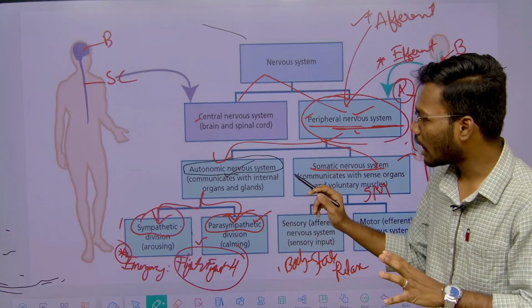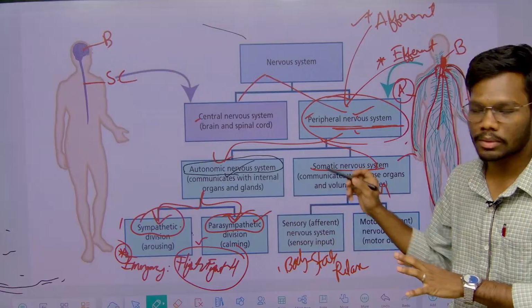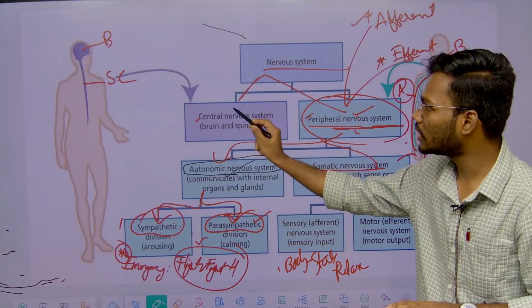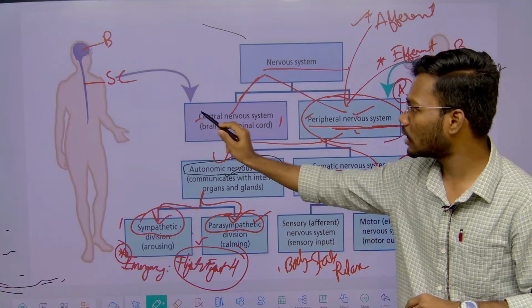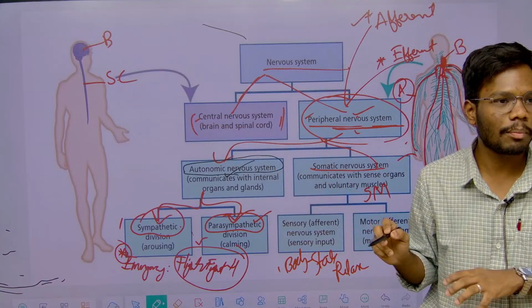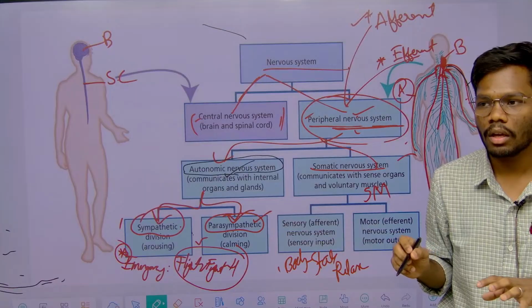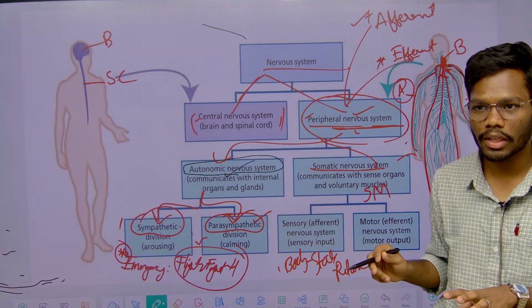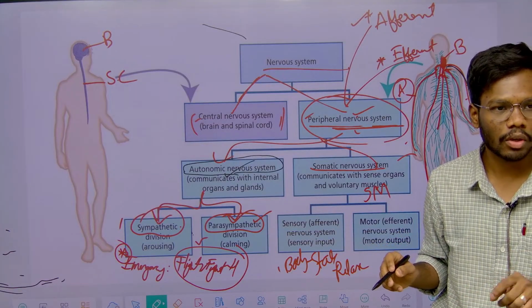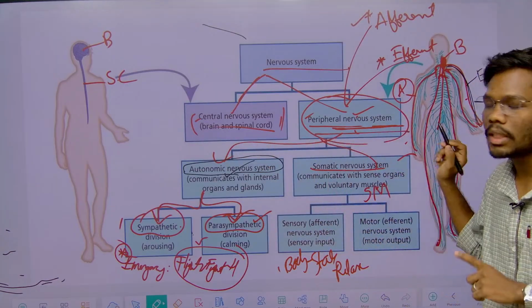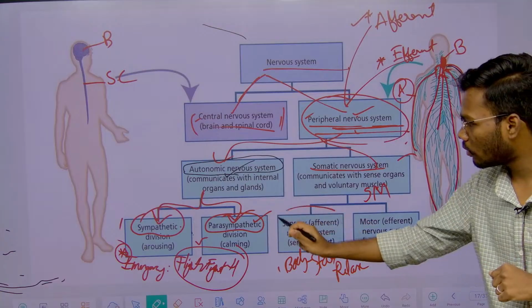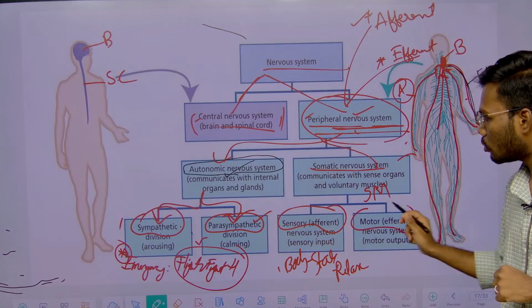Understand? So we have this type of nervous system, starting with the central nervous system, which includes the brain and spinal cord. These are the coordinating system, like the CPU, the central processing unit of a system, right? Like that we have the brain and spinal cord, and then we have some nerves of different types. One is sensory nerves, another one is motor nerves.